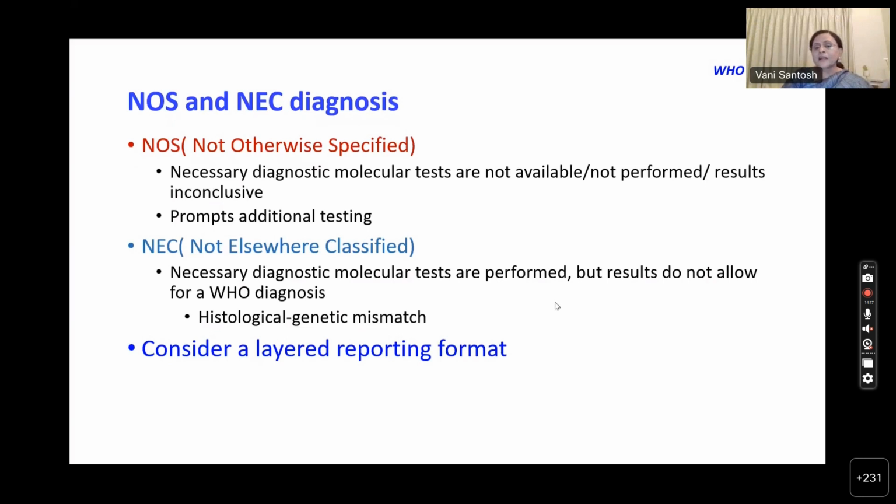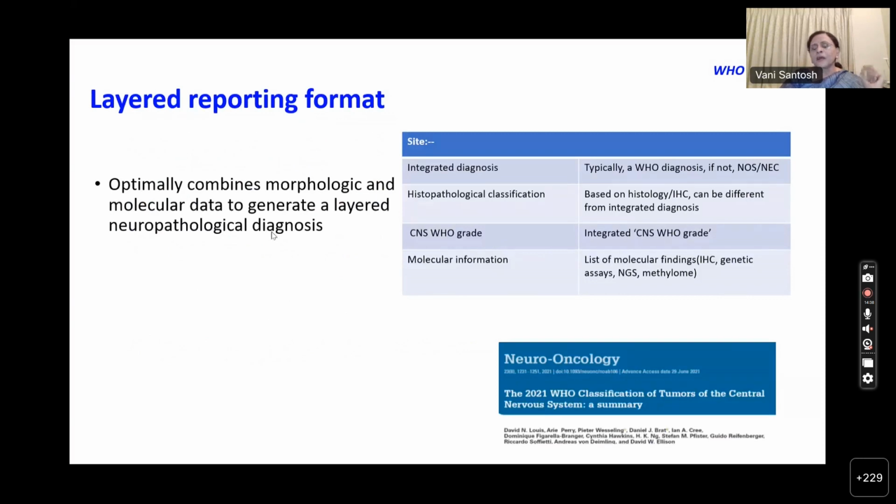NEC is not elsewhere classified, where you did all the necessary molecular tests, but the results do not allow for a proper WHO diagnosis. That is, there is some kind of a histologic or genetic mismatch. In both these situations, one can consider what is known as a layered reporting format. This is very interesting. Have a look at the layered reporting format. A layered reporting format is one that optimally combines morphologic and molecular data to generate a layered neuropathological diagnosis.